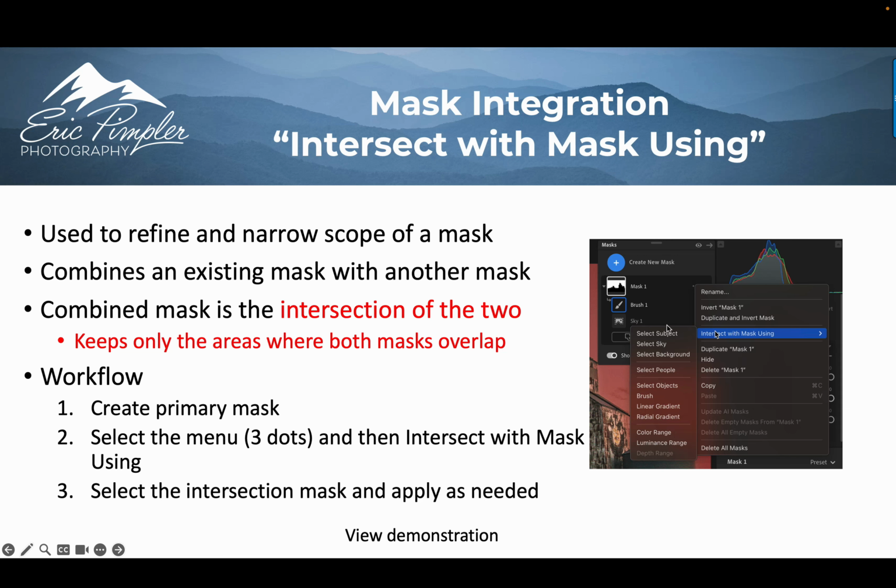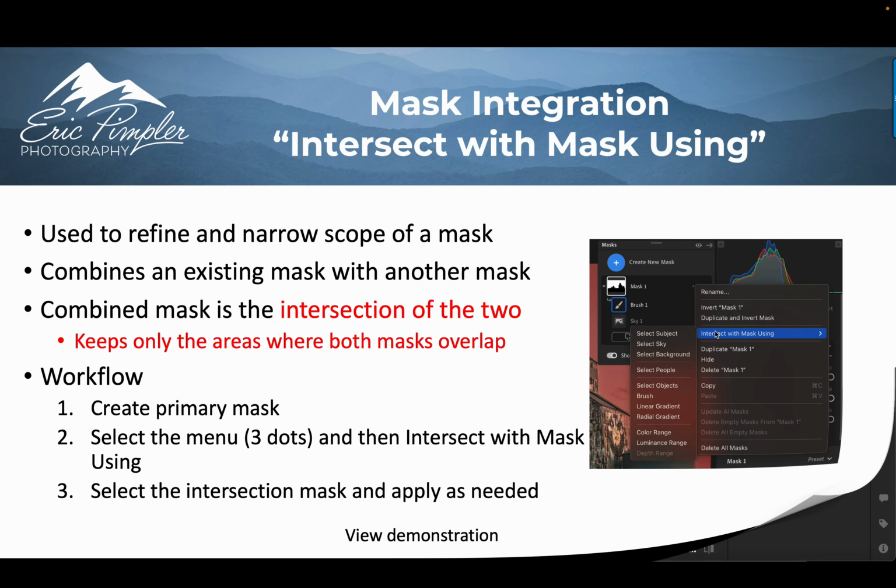So you have a primary mask, and then you have an intersection mask. The resulting mask will be a new mask where the only thing that's kept are the areas that were common between the two. This makes a little bit more sense when you actually see it in action, so what we'll do now is switch over to our demonstration for this video, and then you get a better sense of how this works. So stay tuned for that.